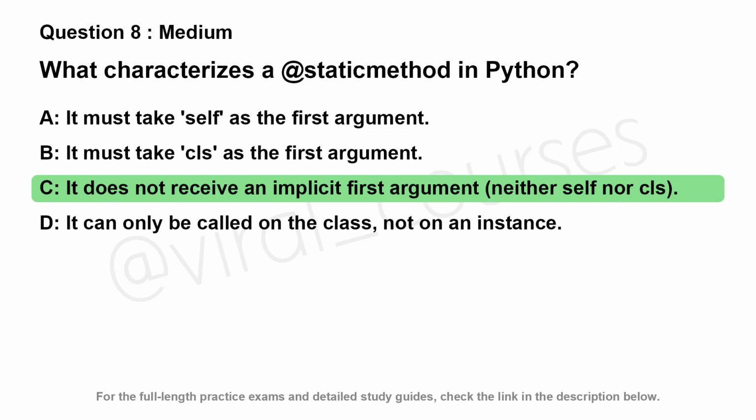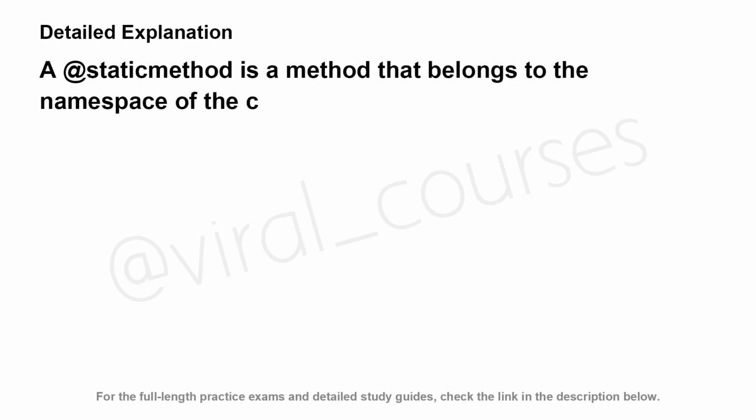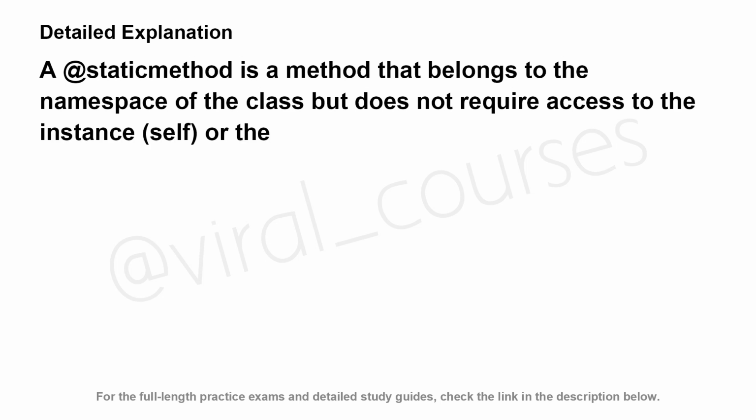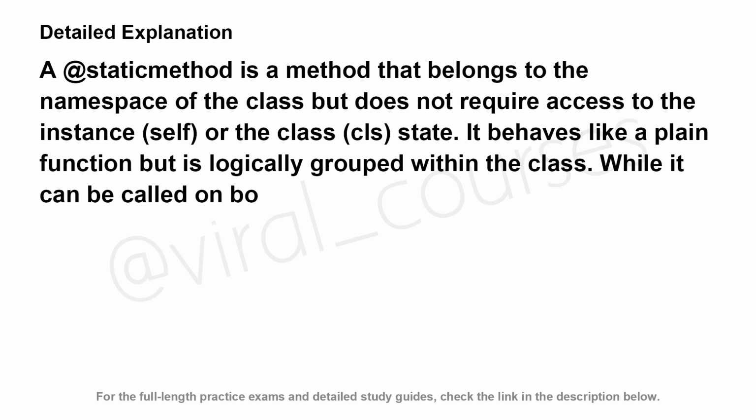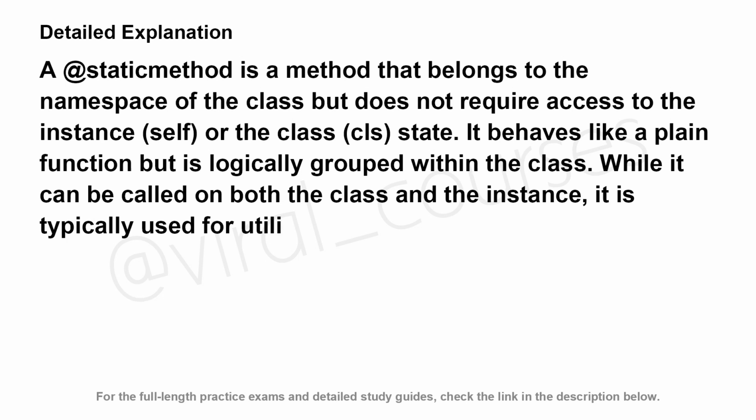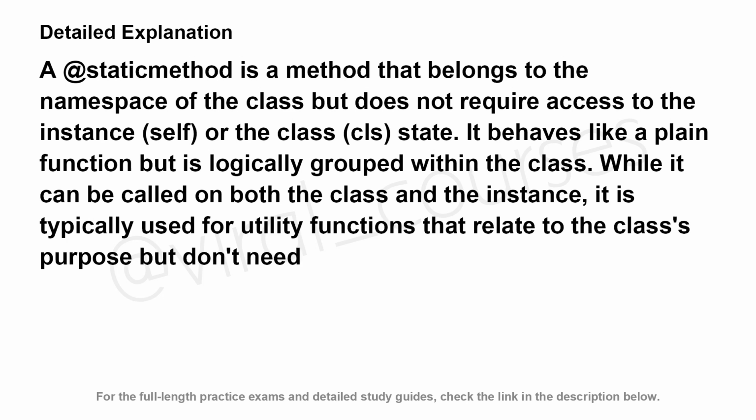The correct answer is C. A static method is a method that belongs to the namespace of the class but does not require access to the instance, self, or the class, cls, state. It behaves like a plain function but is logically grouped within the class. While it can be called on both the class and the instance, it is typically used for utility functions that relate to the class's purpose but don't need to modify internal data.